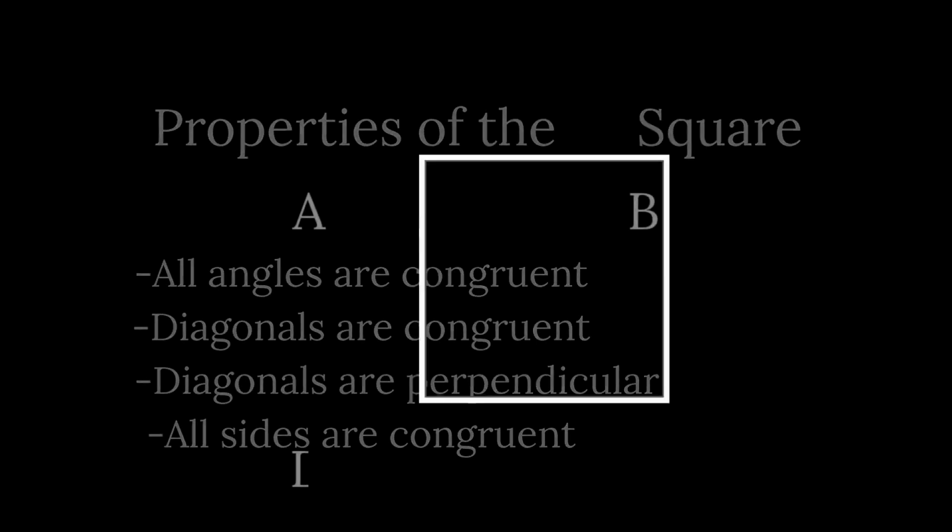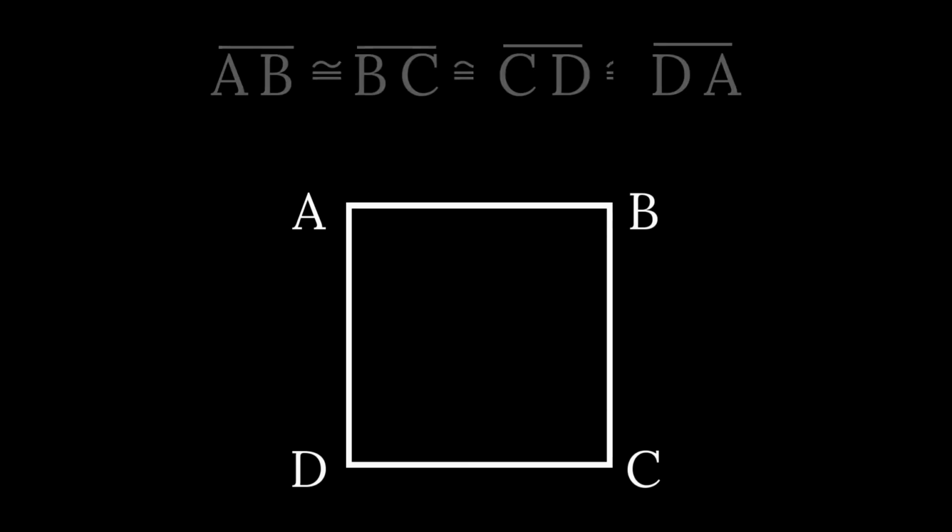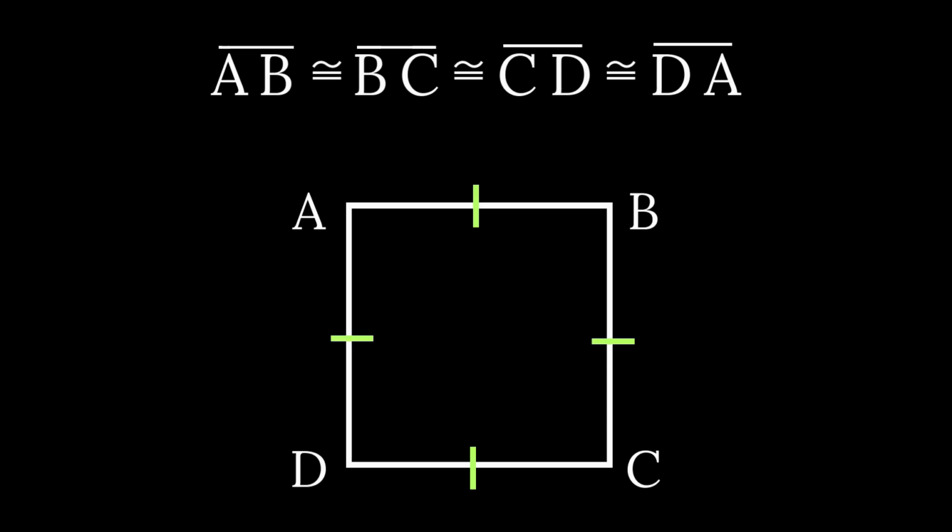Again, let's suppose I have square ABCD. Using the first property, we can conclude that all of the sides in a square are congruent, meaning segment AB is congruent to segment BC, which is congruent to segment CD, and finally, CD is congruent to segment DA. To basically summarize, this is something we already know about a square, and that is all the sides are congruent and their measures are equal in length.